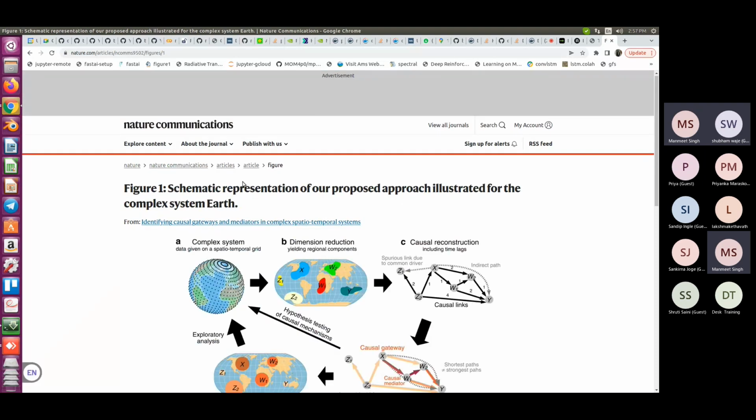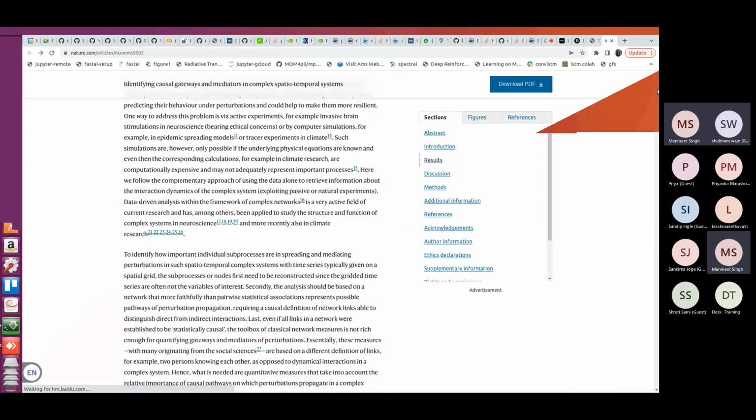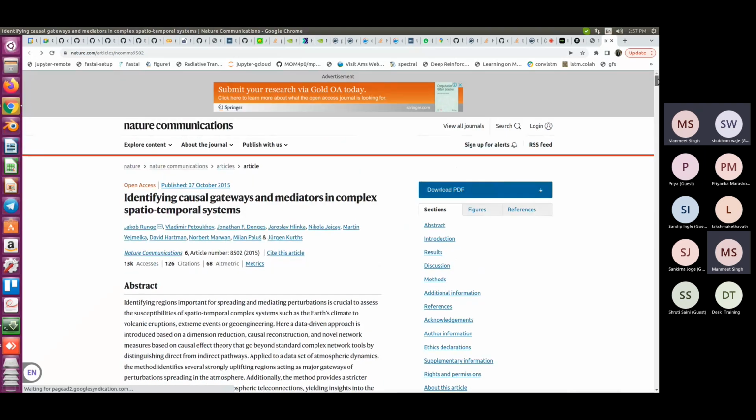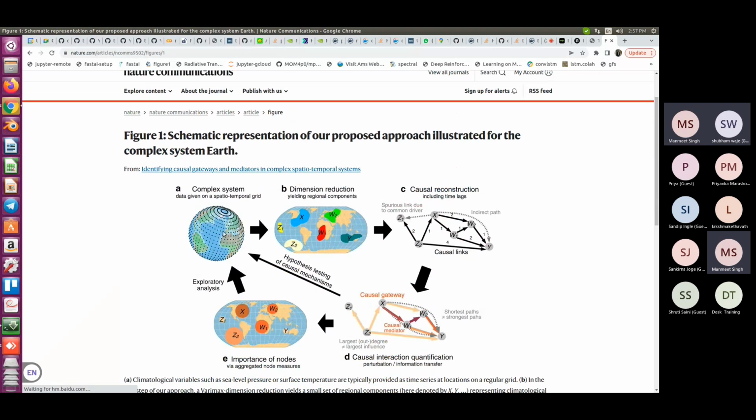The method that he has developed is called PCMCI, and this paper is titled identifying causal gateways and mediators in complex spatiotemporal systems. They are proposing that now you have the dataset over the entire globe, the entire earth. At every grid point you have a time series, right? You do a dimension reduction, which would yield regional components from your data. So just make these different time series: X, W2, W1, Y, Z2, Z1. Now from these dimension reduced variables, what you can do is causal reconstruction, including time lags.